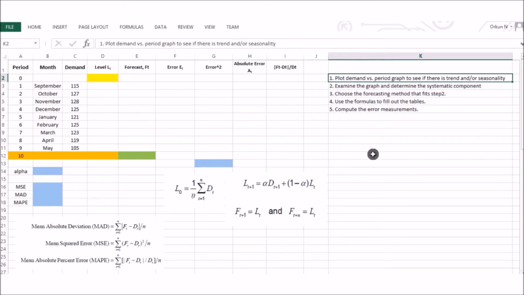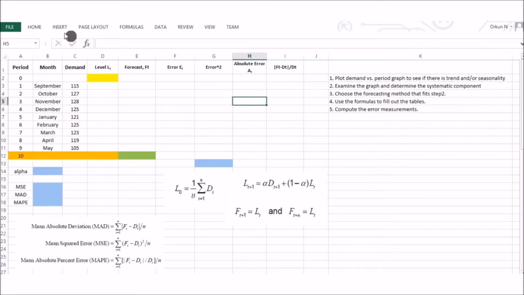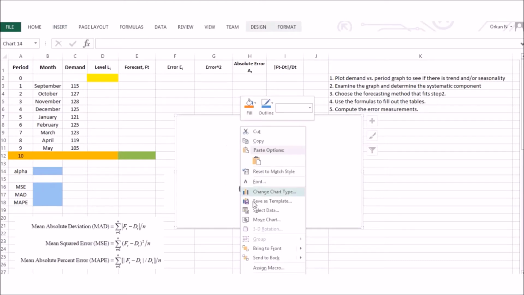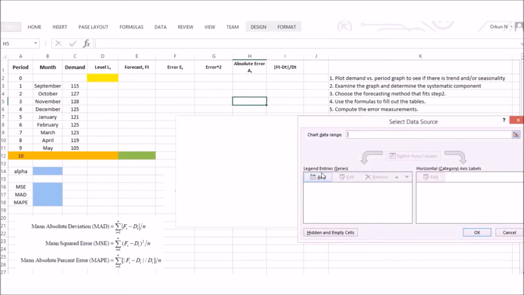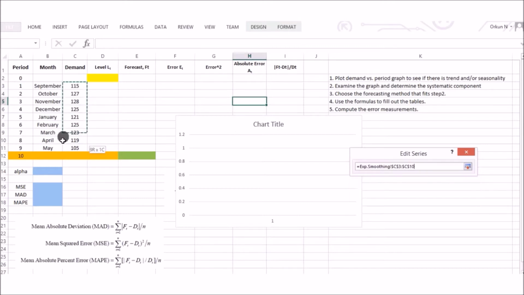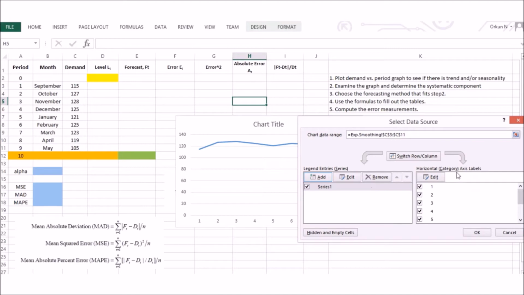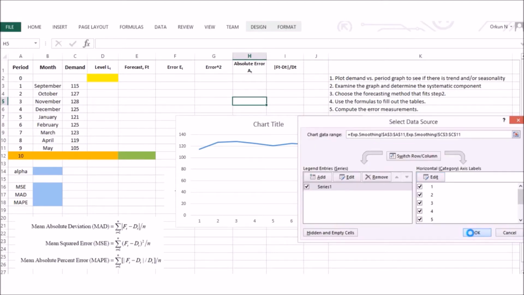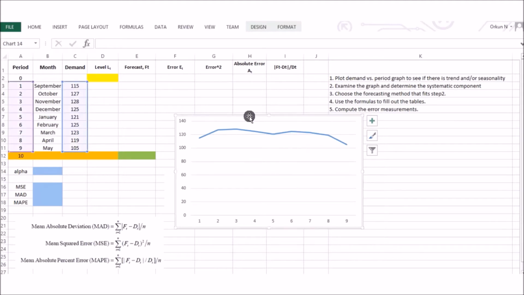The first step is to plot the demand versus time period graph to see if there is trend and or seasonality. I'm going to go to Insert and choose my graph, then right click and select data. I want my y-axis to contain my demand values, so go to series values and select the demand values. Say okay and go to choose the x-axis, which will be my time values. Say okay one more time and our plot is ready.